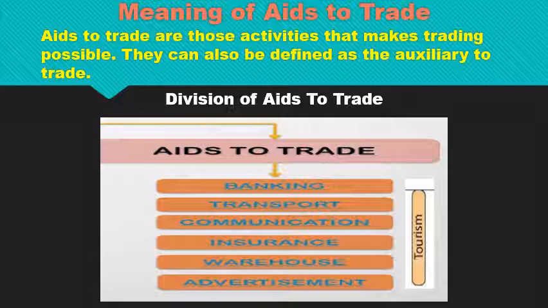Yes, when we are talking about tourism, tourism has to do with visiting sites or places that are very important to the history and culture of a particular society. Yes, you might be wondering why tourism is among the aids to trade. Tourism is also a very important aid to trade, because as more people visit a particular place for the purpose of tourism, automatically it is going to improve the trading activity.